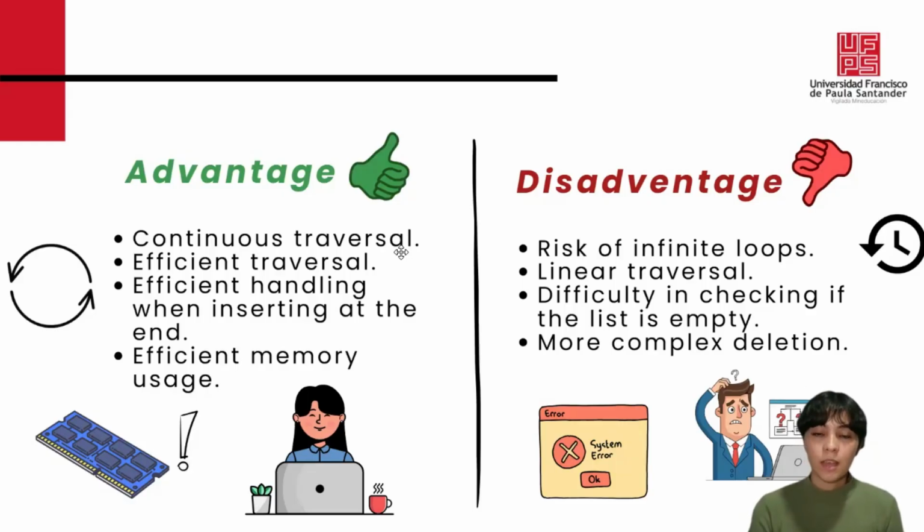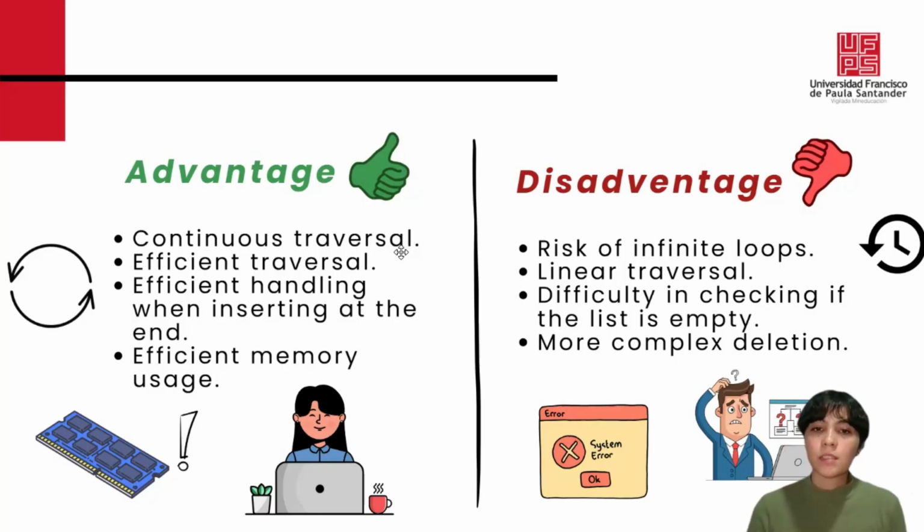Now that we know what it is, let's talk about the advantages and disadvantages of using this type of list. Advantages. Continuous traversal. Since the list is circular, you can move through the elements without stopping at the end. Efficient traversal. There's no need to check for null pointers. Efficient insertion at the end. Adding a new node at the end doesn't require traversing the whole list if you keep track of the last node. Better memory usage. It avoids the need for extra sentinel nodes or repeat null checks.